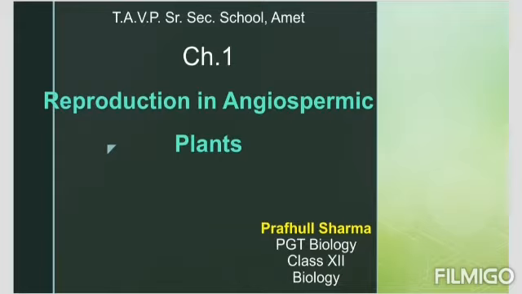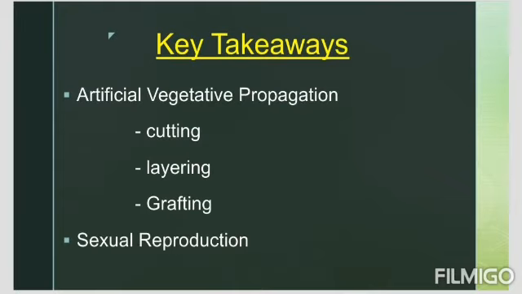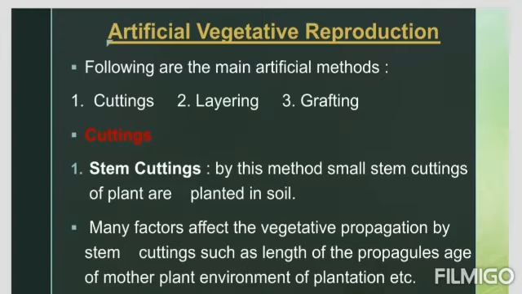Let's start today's session. Chapter first: Reproduction in Angiospermic plants. Today, we will try to understand the concepts of artificial vegetative propagation in detail. Vegetative reproduction involves vegetative or non-sexual plant structures. Do you ever think, how is it possible for a plant to reproduce from a vegetative part?